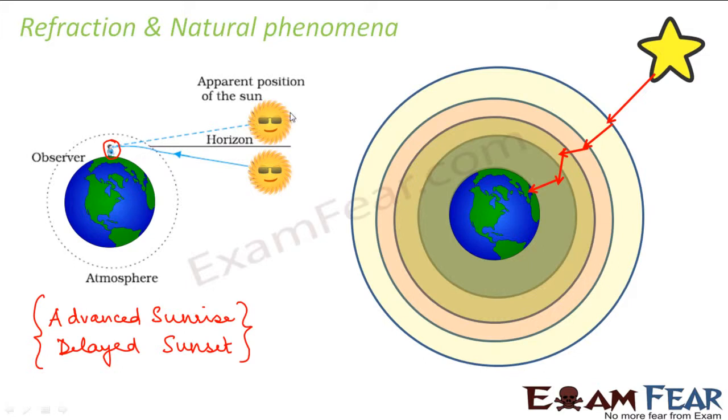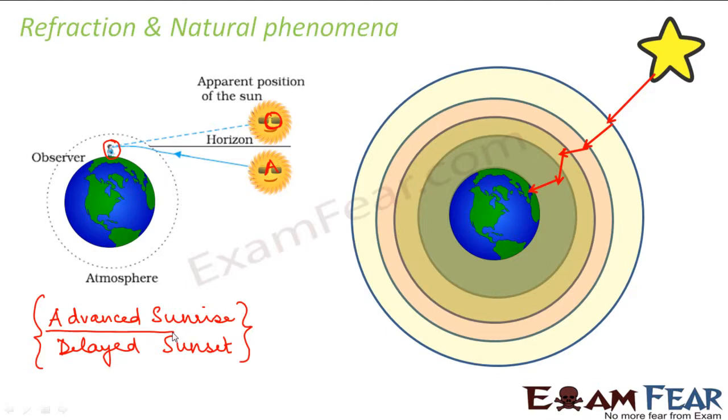It got bent and reached the eye of the observer, and as a result, the observer viewed the object to be here. So actually the object was here, but the observer viewed it here. So according to the observer, the sun is here. That means the observer thinks the sunrise has already taken place, but actually the sunrise has not yet taken place. This is known as advanced sunrise. That means to see the sunrise even before it has actually taken place. So the observer has seen the sunrise in advance. This is because of refraction.